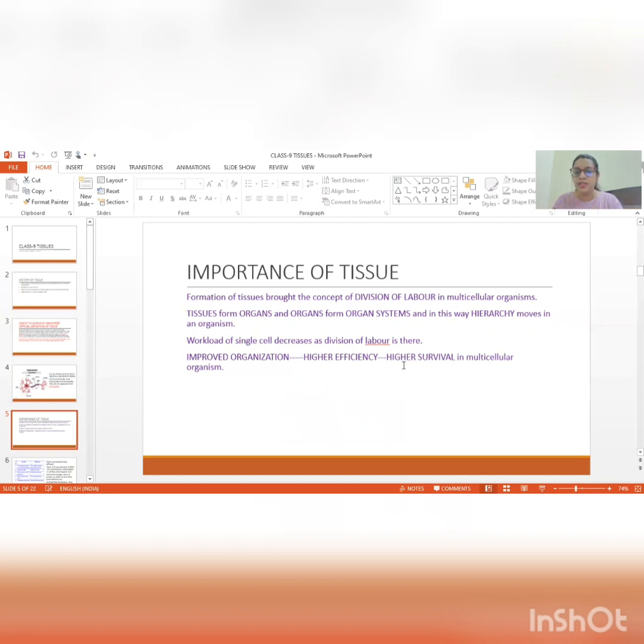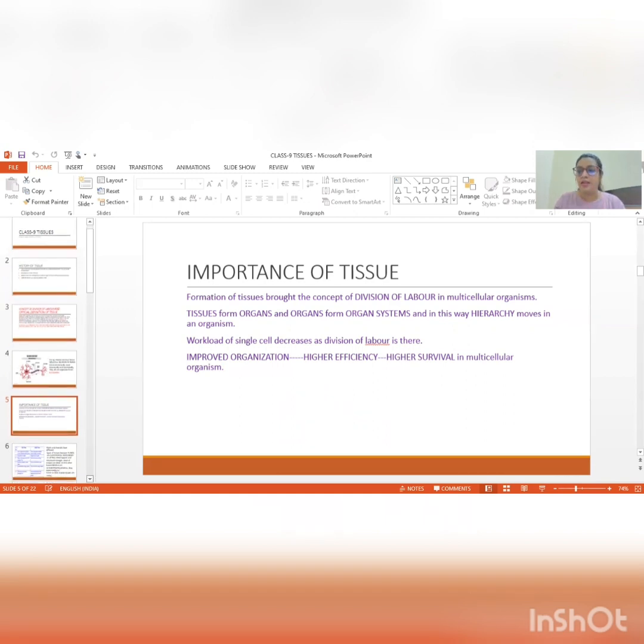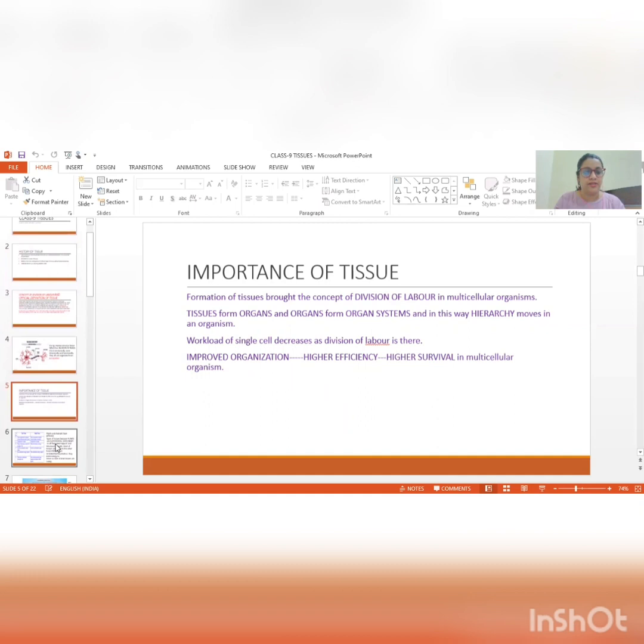In simple terms, you can say that multicellular organisms have a high lifespan as compared to single-celled organisms, because the division of labor is there in us, in multicellular organisms.